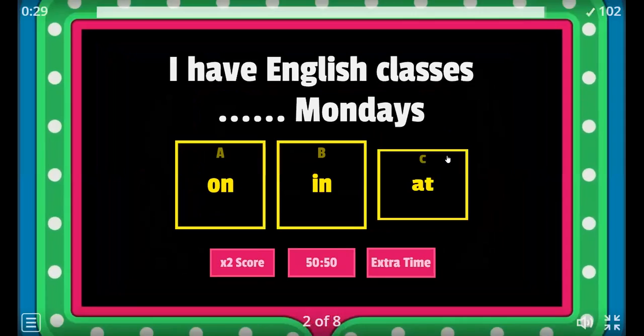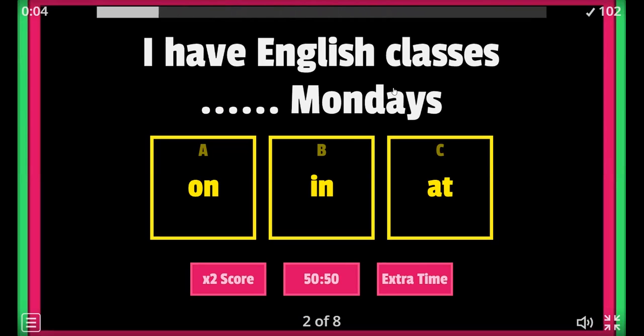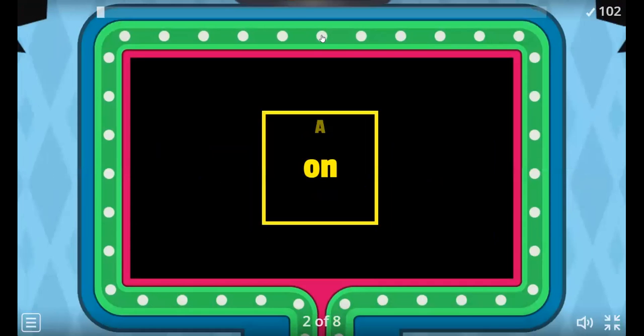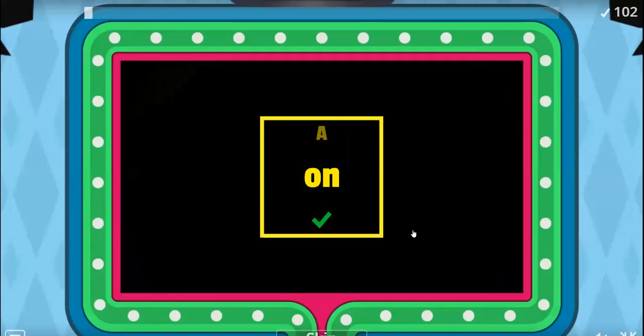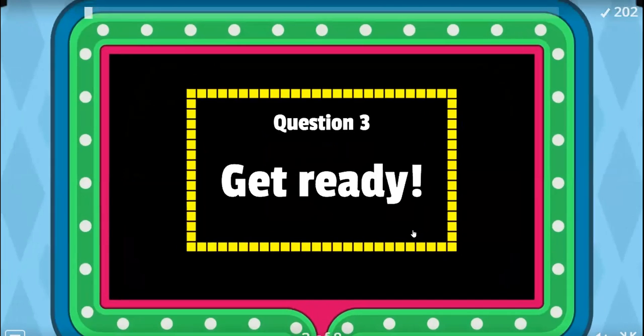Number two. I have English class. What do you think? On, in, or at? On Monday. Yes, on Monday, porque estás diciendo un día, okay? Siempre para los días, para las fechas, recuerda que es on.